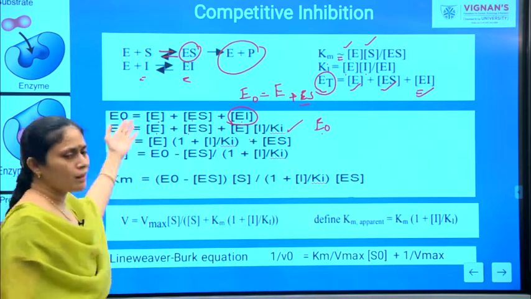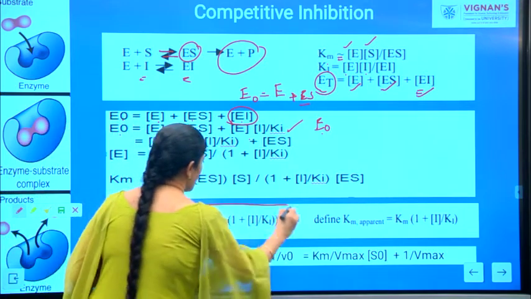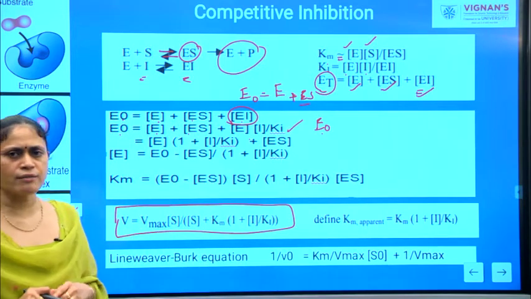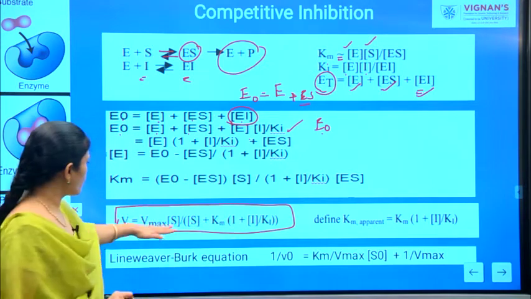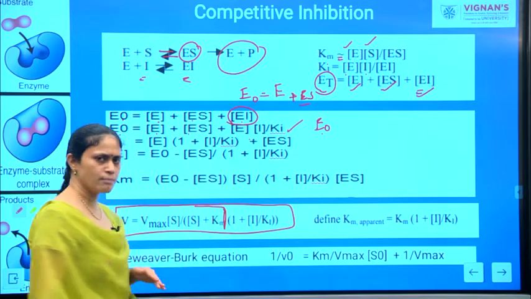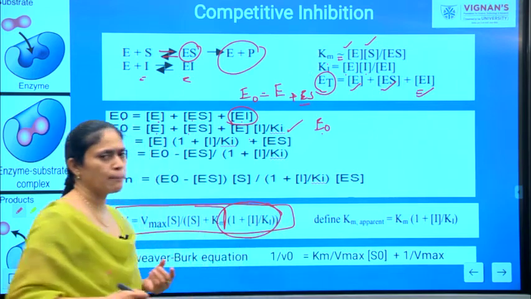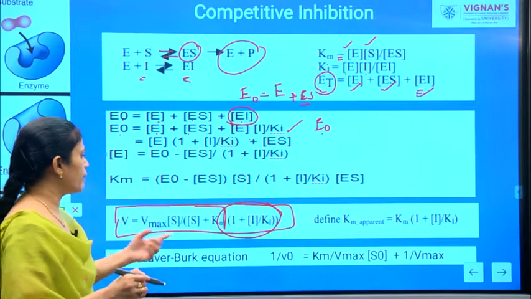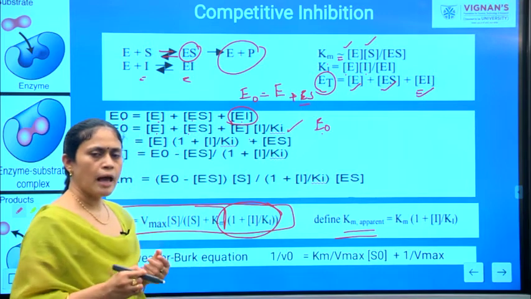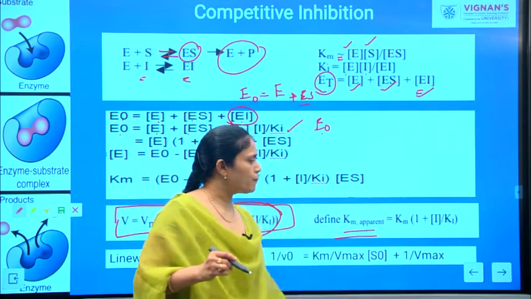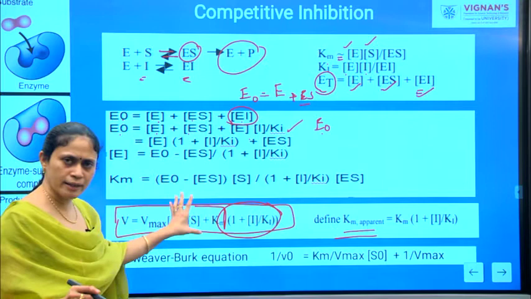By doing all the substitutions and rearrangements, we get the final expression as V is equal to Vmax into S divided by S plus Km into 1 plus I by Ki. Until here, it's nothing but your Michaelis-Menten equation. Here the Km is increased by this fraction, 1 plus concentration of inhibitor divided by Ki. So we define the apparent Km as Km into 1 plus concentration of I divided by Ki.